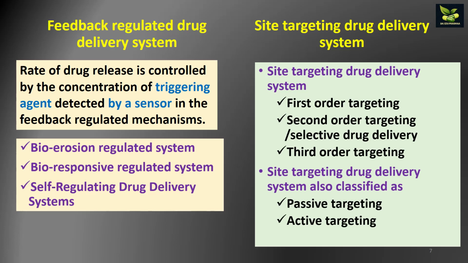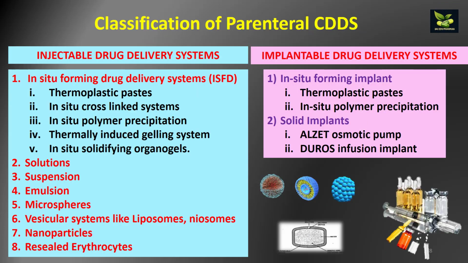Then for site targeting, the types are: first is site targeting drug delivery system, and they are classified as first order, second order, and third order, or it can be classified as passive targeting and active targeting. Now we will see various types of parenteral controlled drug delivery system. They are classified into two categories: first is injectable and second is implantable.